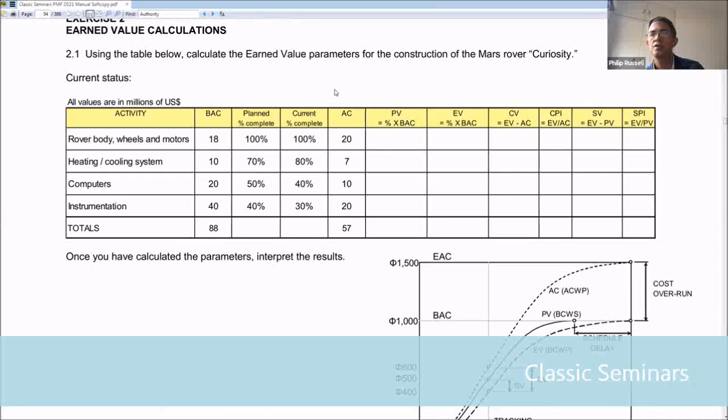Would you like to do this within your breakout teams? Yes, you would, okay. Right, I'm going to open those rooms for you, and then you can go ahead and do this as a group. I'll give you about 5 minutes to do this part 2.1, and then I'll pull you back.